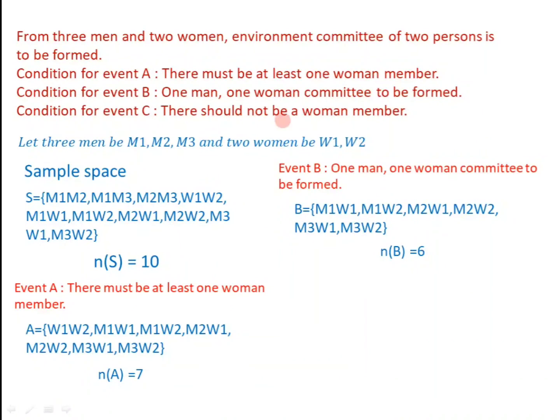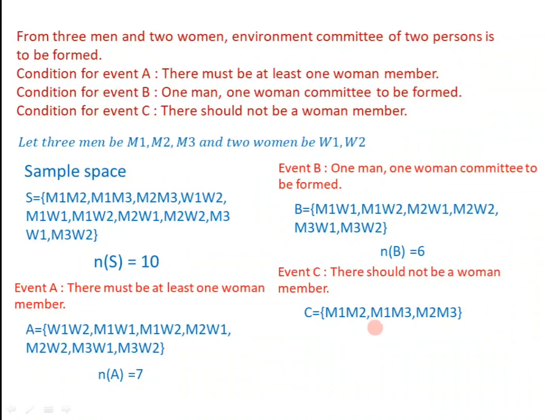Event C is there should not be a woman member. Now if we search the sample points in the sample space, there are 3 elements which do not have a woman member, and that is M1M2, M1M3 and M2M3. So these are the 3 committees in which we do not have a woman member. So for event C, these are the possible outcomes. Therefore, n of C is equal to 3.